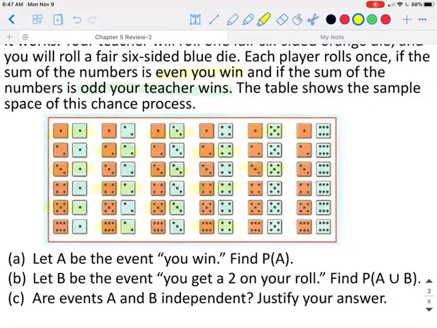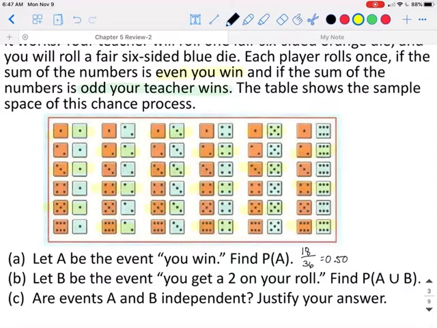Now we know that there are 36 possibilities in this sample space, and half of them will have sums that are even. So we know the probability of you winning is 18 out of 36, or 50%. Let B be the event that you get a 2 on your roll. Find the probability of A or B.